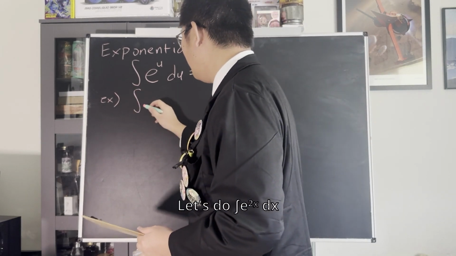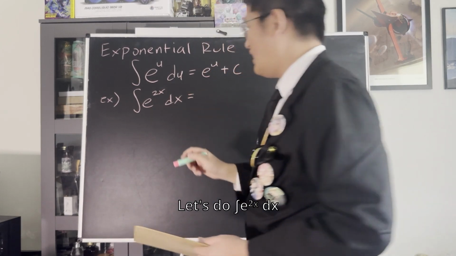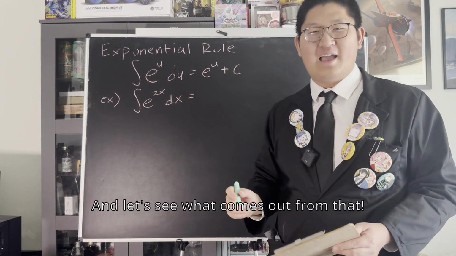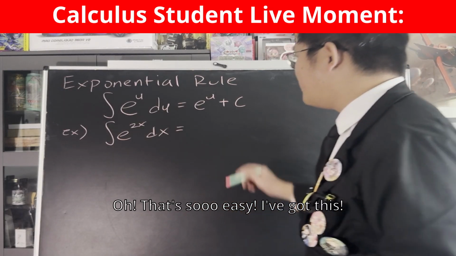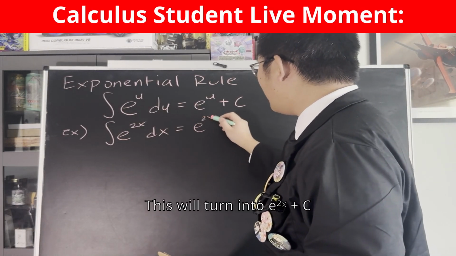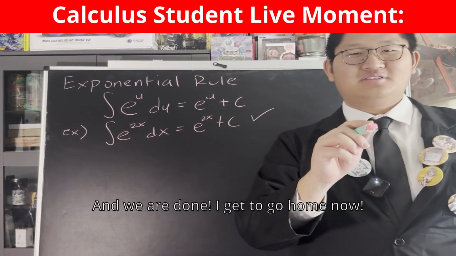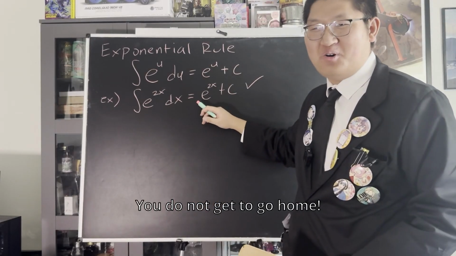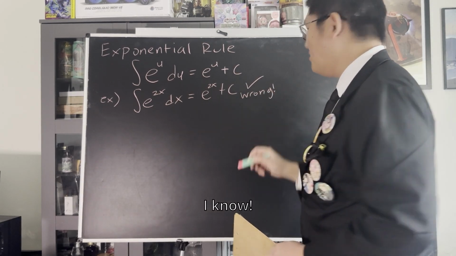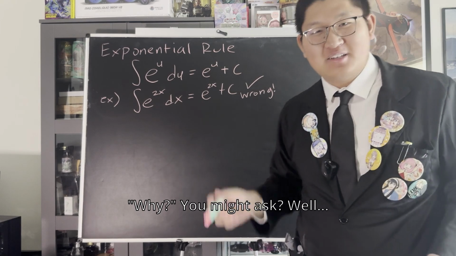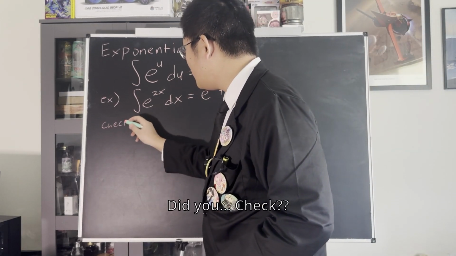Let's do the integral of e raised to the 2x dx, and let's see what comes out from that. Now, a student will just go, oh, that's so easy. I've got this. This will turn into e to the 2x plus c, and we are done. I get to go home now. No, you do not get to go home. This is very wrong. Why, you might ask? Well, the telltale question: did you check?